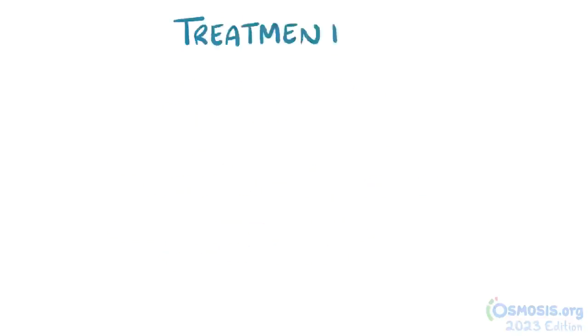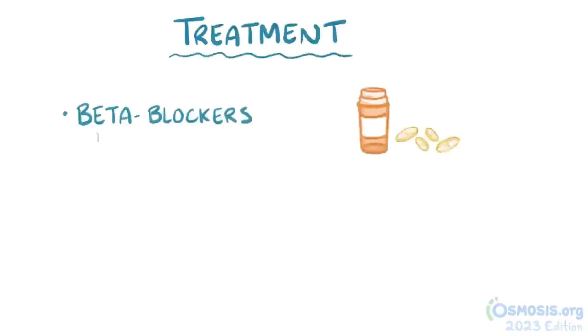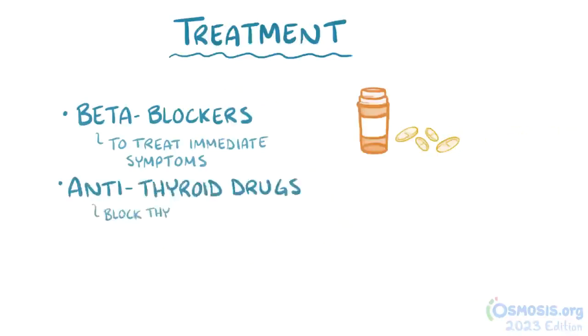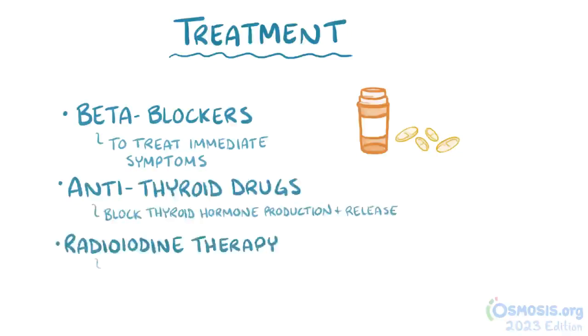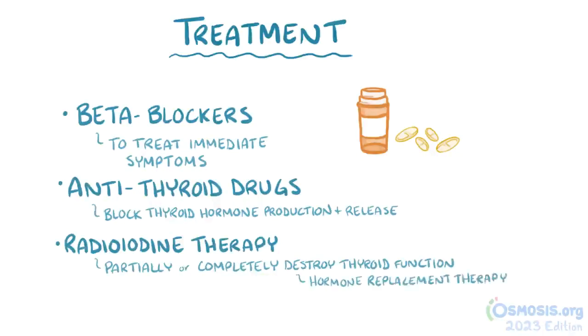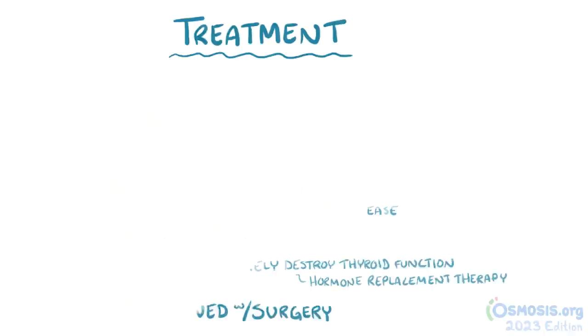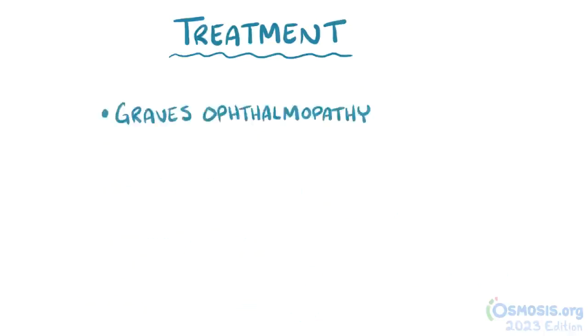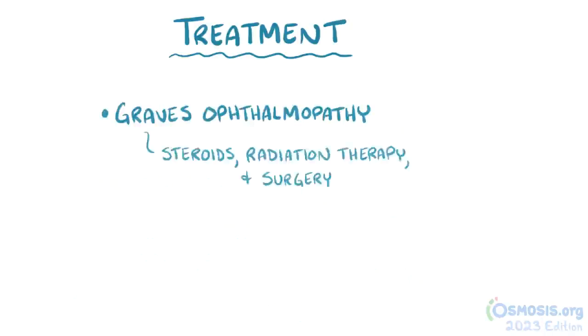Graves' disease is mostly treated using medication, like beta blockers to treat the immediate symptoms of hyperthyroidism, and antithyroid drugs to block thyroid hormone production and release. Radioiodine therapy can be used to partially or completely destroy thyroid function, followed by replacement hormone therapy. In cases where a large goiter is compressing surrounding tissue, surgery is used to remove the thyroid. Graves' ophthalmopathy usually needs separate treatment, which can include steroids, radiation therapy, and surgery.